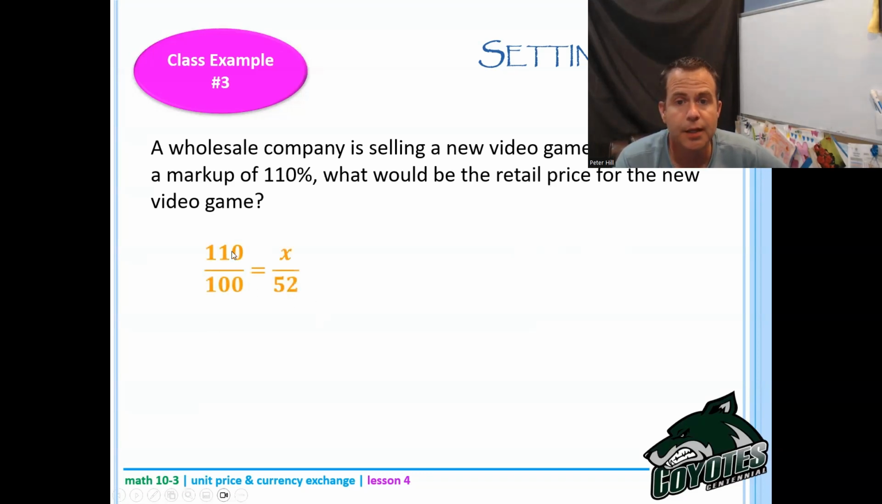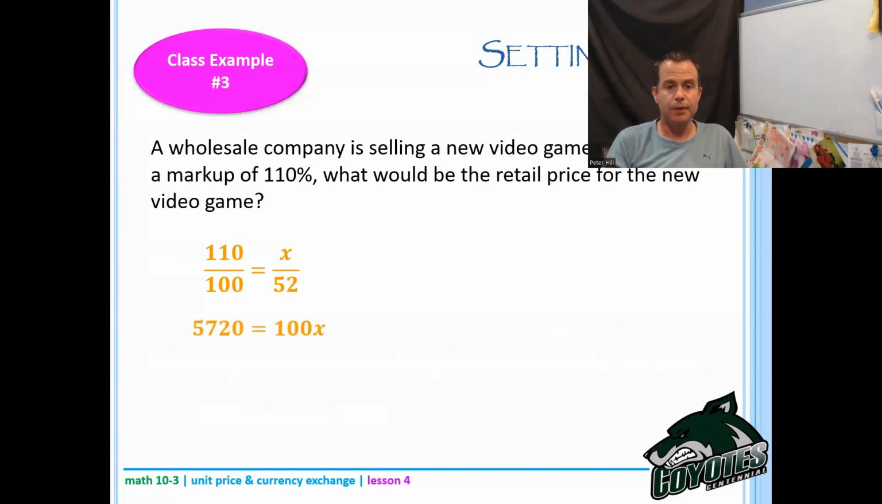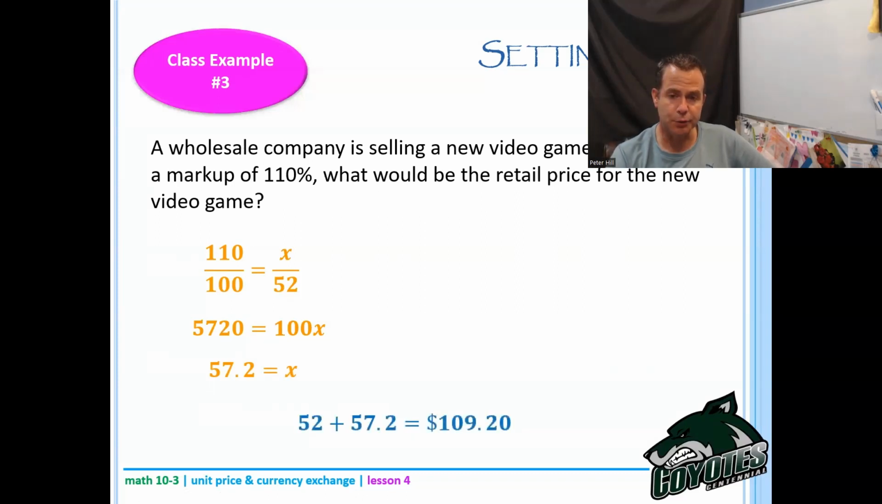Again, I'm going to cross multiply. So I have 110 times 52 and 100 times x. That gives me 5,720 equals 100x. Now I'll divide both sides by 100 and get 57.20. So I want to upcharge my wholesale price by 57.20, and that's what my retail price is going to be. If I take 52 and add 57.20 to it, that's going to give me 109.20. So my retail price will be 109.20.